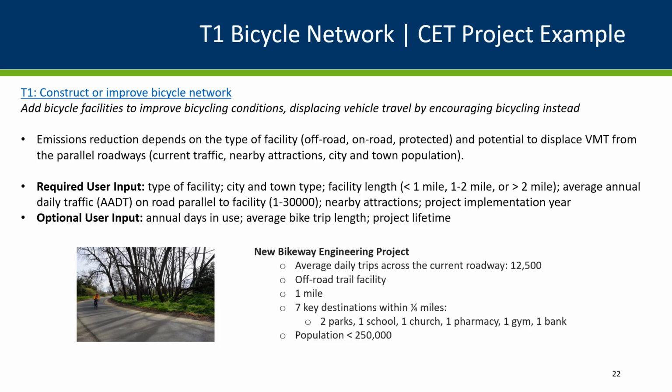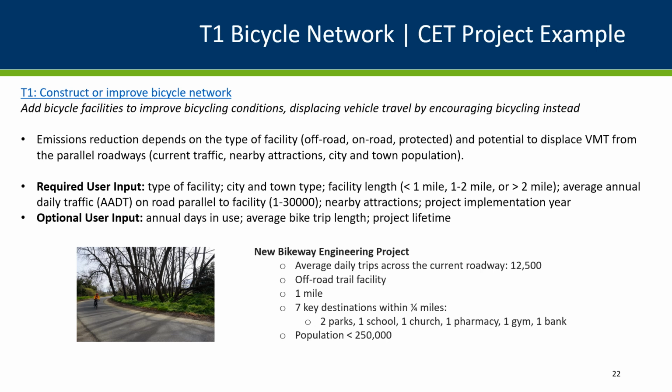Now, let's consider a bicycle infrastructure project. As expected, this calculator considers the differences in utility between typical on-road bike lanes and bicycle facilities which are protected or off-road. This calculator requires the user to input the type of facility, characteristics about the town or city, the length of the bikeway, the number of nearby attractions, and the AADT of a roadway parallel to the bicycle facility.